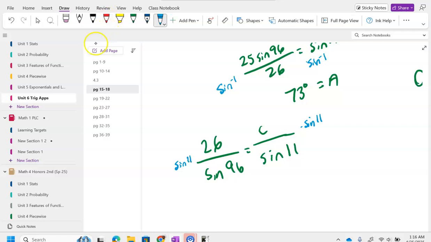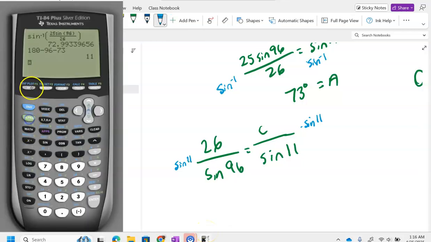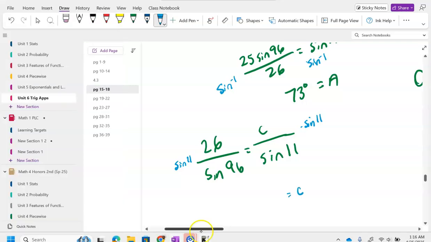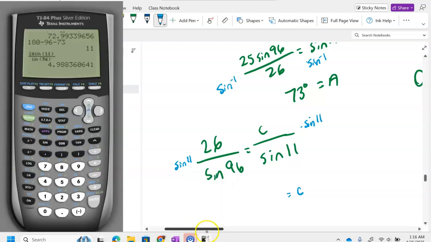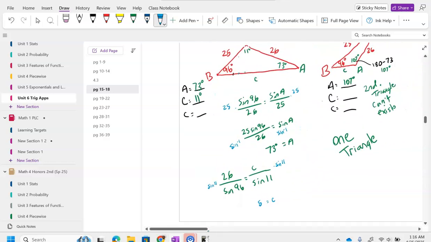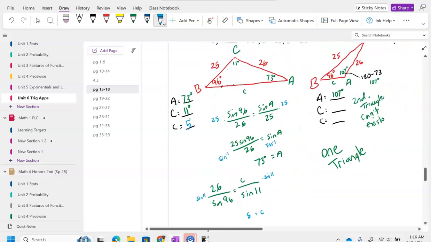Okay, in our calculator, we're going to do alpha y equals here, 26 on top times the sine of 11, because we multiply both sides by the sine of 11. On the bottom is the sine of 96. And so that side c is going to equal 4.98. So technically, we're just going to have to round that to 5. Okay, and so this comes out to 5, and we're done with that.